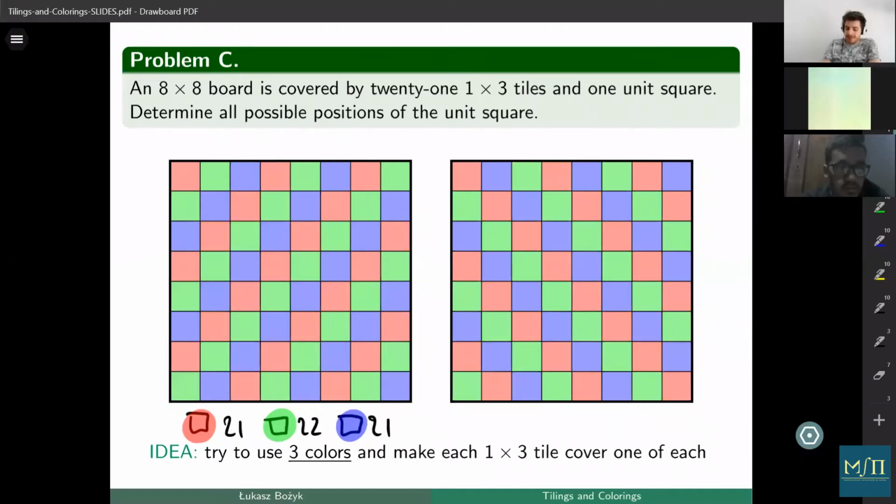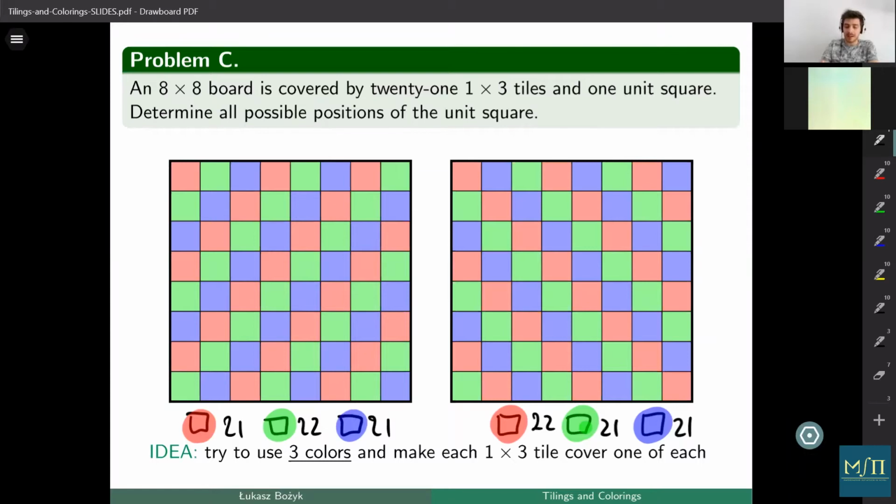And if you perform a similar reasoning on the right picture, then what you observe is that here, I guess, red color appears more often than the two remaining ones. And so if we are able to place a single square apart from 21 1x3 tiles here, then it should cover a red square on the right picture.